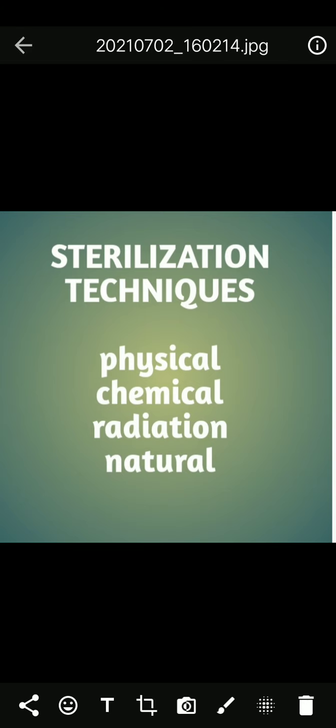These are all sterilization techniques: physical method, chemical method, radiation method, and natural method. By using sterilization only, we clean the instruments. Okay, then care of rubber goods, care of linen, and care of glassware items. These are all. Thank you.